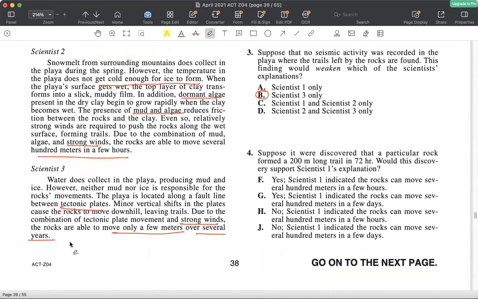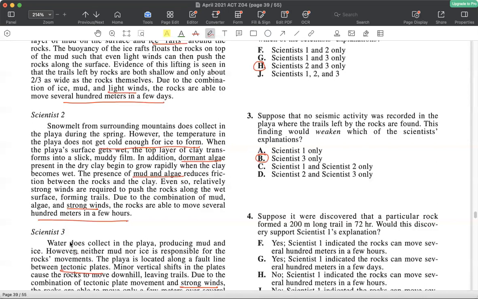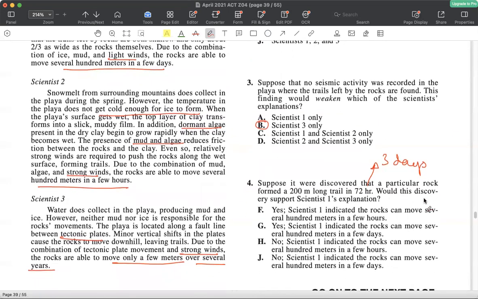So question 4. Suppose it were discovered that a particular rock formed a 200-meter long trail in 72 hours. Would the discovery support Scientist 1's explanation? Several hundred meters in a few days. So 72 hours is 3 days, right? So it does support his explanation. Yes, he indicated that rocks can move several hundred meters in a few days. So it's G.